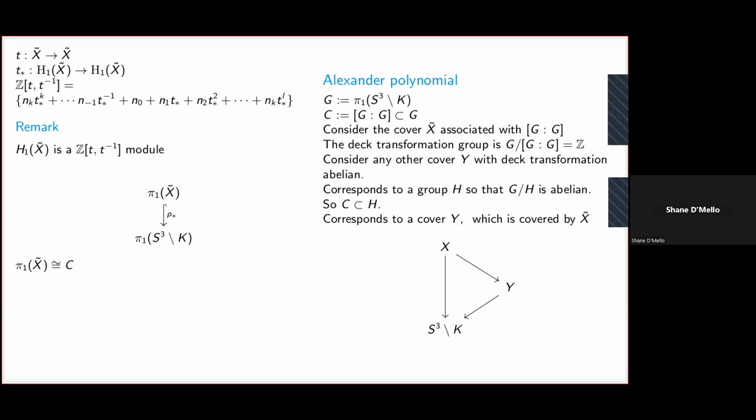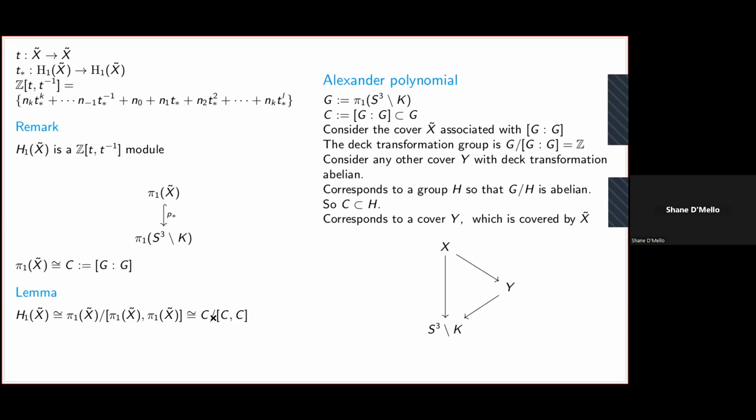Why are we doing all this? Why are we interested in pi1 of X tilde? Because we're interested in H1 of X tilde. And let's look at this now. So we look at it inside here, and this is why we're interested in it. H1 of X tilde is simply the quotient by the commutator of this, which in turn is isomorphic to C quotiented out by the commutator of C.